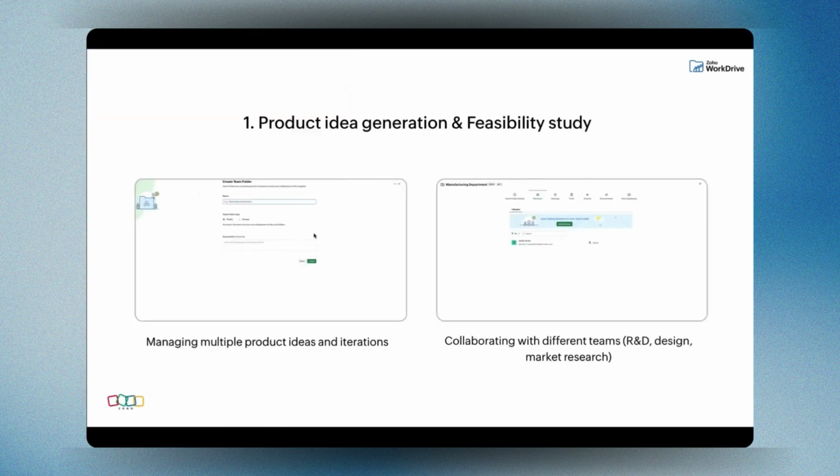First in line is product idea generation and feasibility study. At the beginning of a product's lifecycle, it's crucial to have a centralized space where you and your team can collaborate together and store ideas. With Zoho WorkDrive, you can easily set up a team folder to house all product ideas in one place, ensuring everyone has access to the latest contributions and documents.